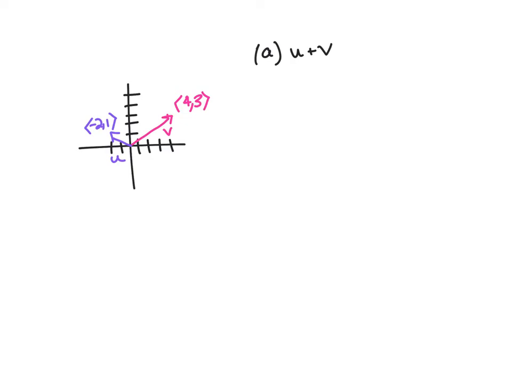For this piece, we want to connect what we learned about geometric vectors last week to what we're now beginning to learn with component vectors this week. So for part A, it says we want to find u plus v. That's just like we did last week with the resultant.